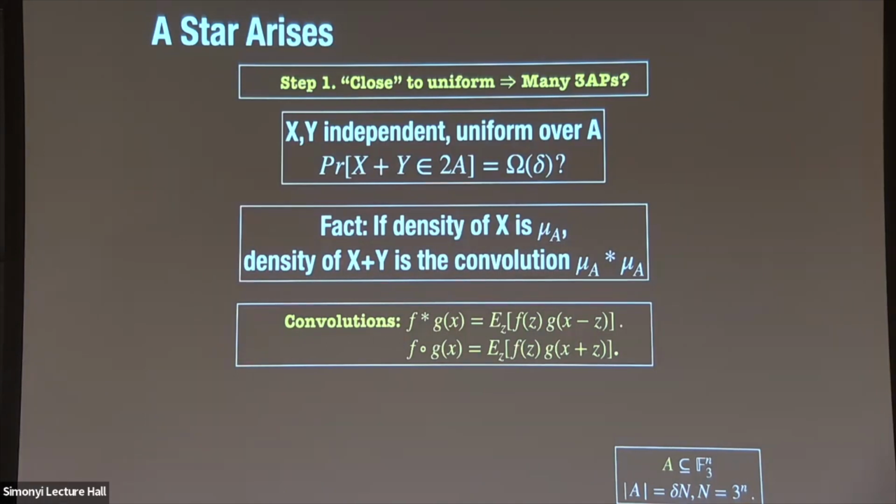We're also going to look at something called the difference convolution, where you have a similar expression, but you evaluate f and g at two points where the difference is x. So there are two notions of convolution: the usual convolution, the star convolution, and the difference convolution with the circle.